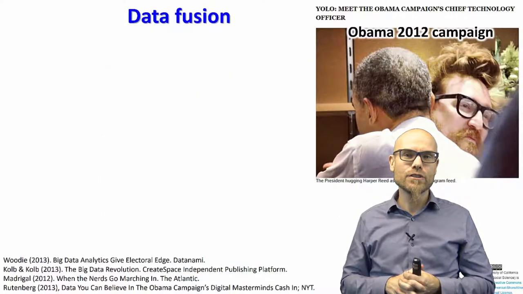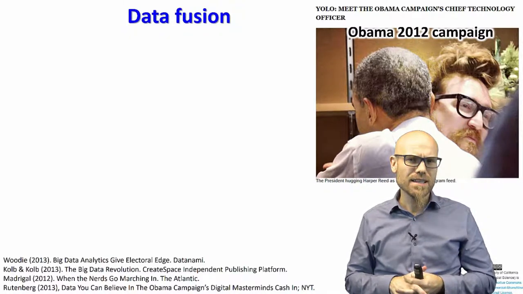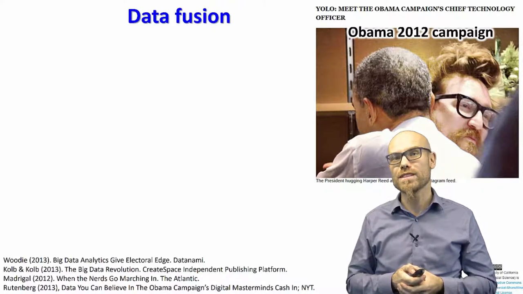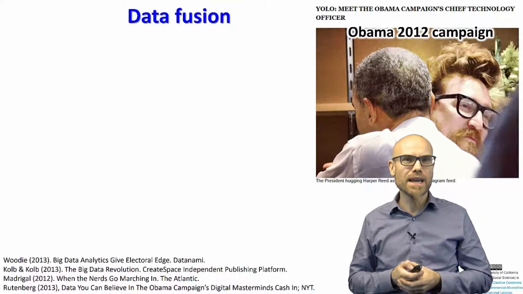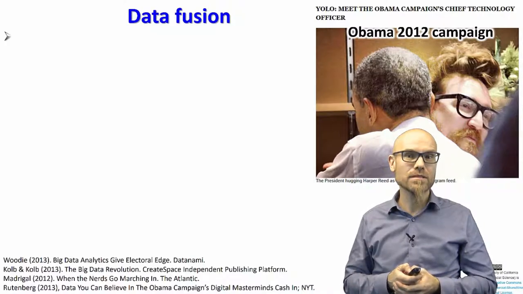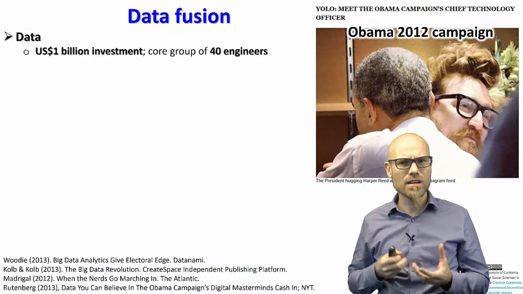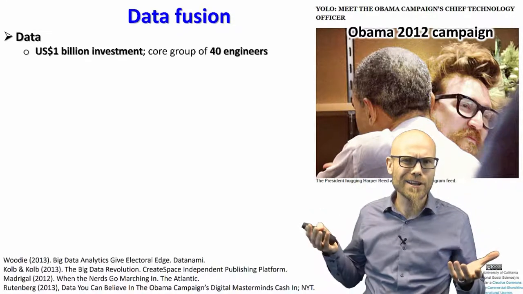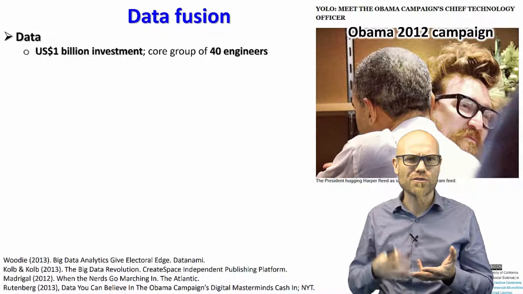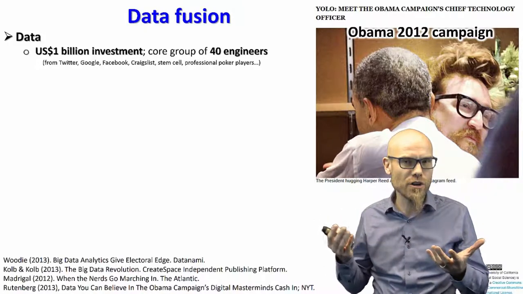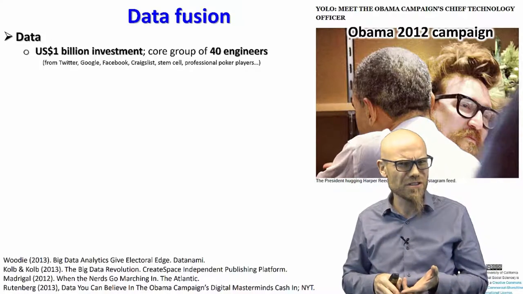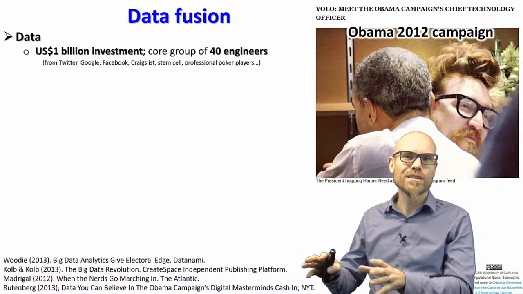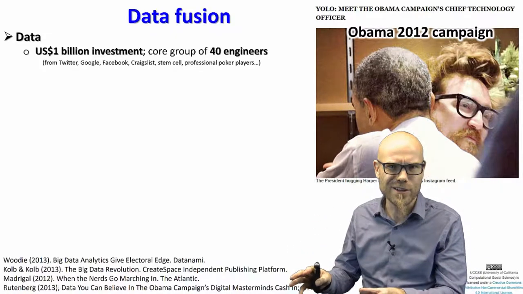So in the 2012 Obama campaign, the campaign made use of this idea of working with the digital footprint. What they did is they spent $1 billion to hire a group of 40 engineers, well, basically data nerds. They got them from Facebook, from Twitter, from Craigslist, two professional poker players, who are very good in combinatorics, a stem cell researcher, I think I remember. And as the legend goes, they put these 40 in a basement with a number to call the pizza service and gave them $1 billion.